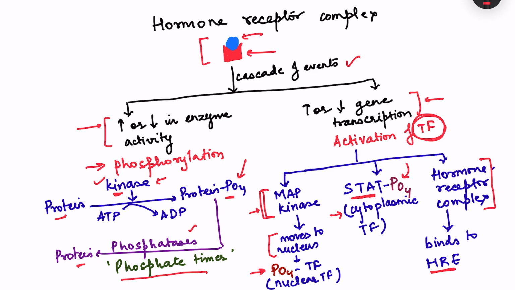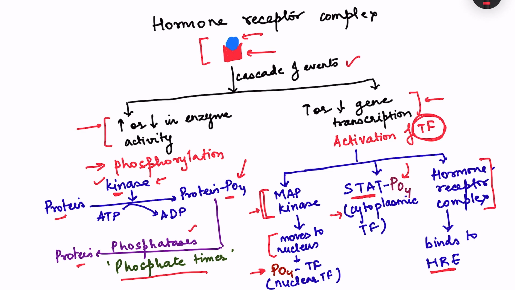So these are three mechanisms by which there can be increase or decrease in the gene transcription. Presence of the transcription factor within the nucleus only, that is phosphorylated, or presence of the transcription factor in the cytoplasm which is phosphorylated. So by phosphorylation these are becoming active, or there is presence of hormone receptor complex which itself binds to hormone responsive elements within the DNA, right?